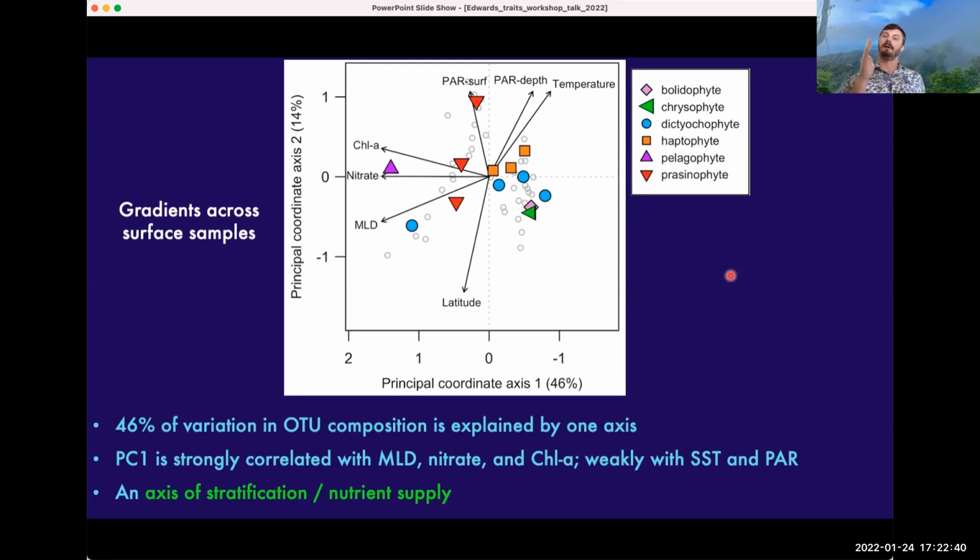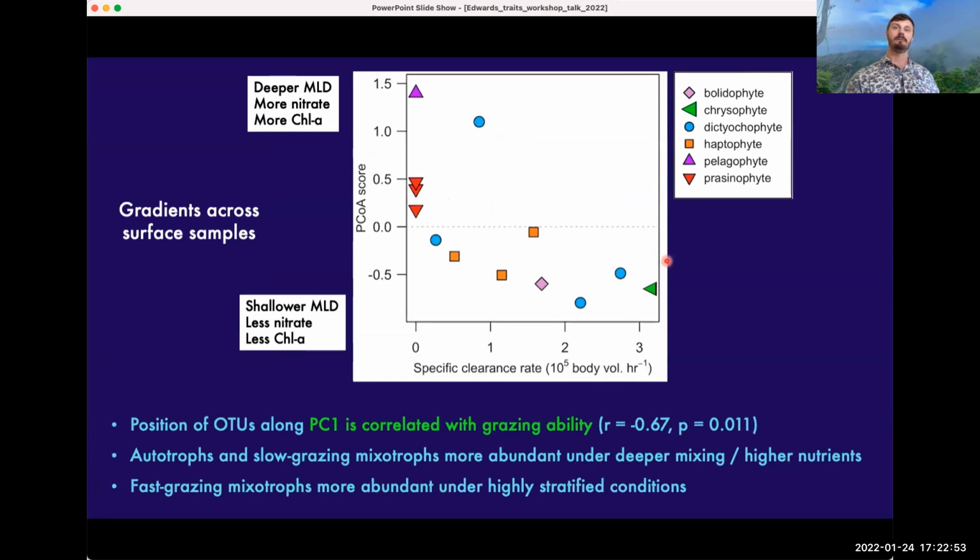Okay, so we've got a lot of community composition that seems to be correlated with stratification, which is, of course, going to affect nutrient supply. And then we can look at where these different taxa, these different OTUs, are lining up on this axis. And that is also correlated with grazing ability. So the faster grazers are relatively more abundant in the more stratified conditions. And the autotrophs and the more slowly grazing mixotrophs tend to be more abundant during the more deeply mixed, higher nutrient conditions.